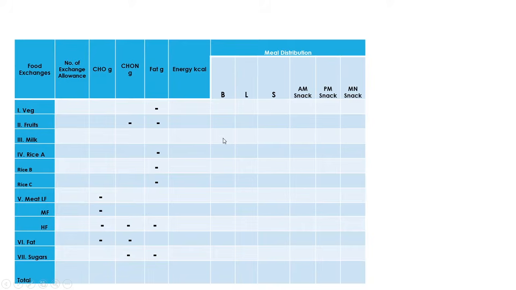For a meal plan, what we need is a diet prescription. So let us just use the diet prescription we used from the previously calculated video, and I just followed the sample given in the food exchange list also. So this is the sample diet prescription given in the food exchange list: 1,500 kilocalories, 245 grams carbohydrates, 55 grams protein, and 35 grams fat.